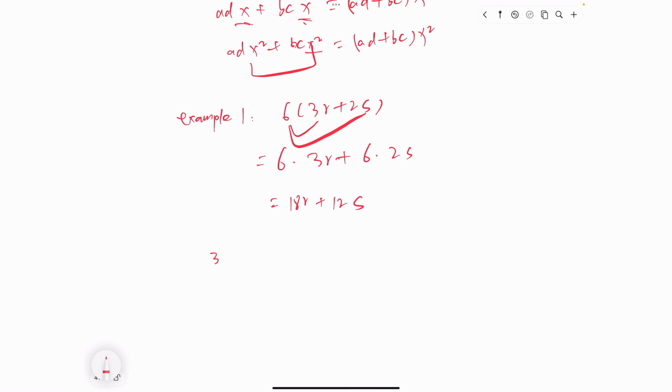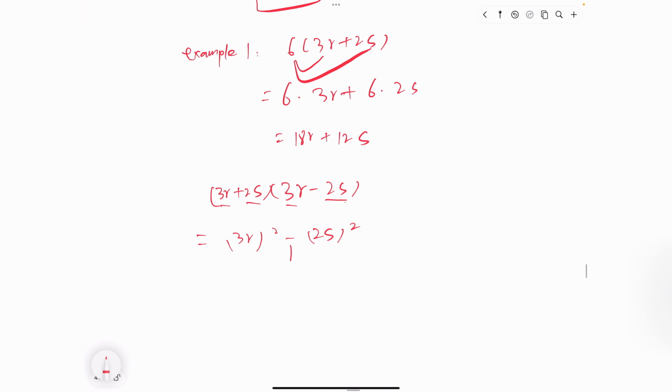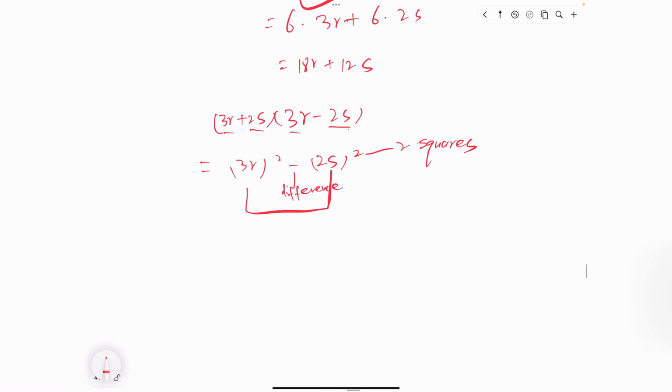B, we have (3r + 2s)(3r - 2s). So we have a difference of two squares, with (3r) squared minus (2s) squared. This is the difference of two squares. So that's 9r squared minus 4s squared.